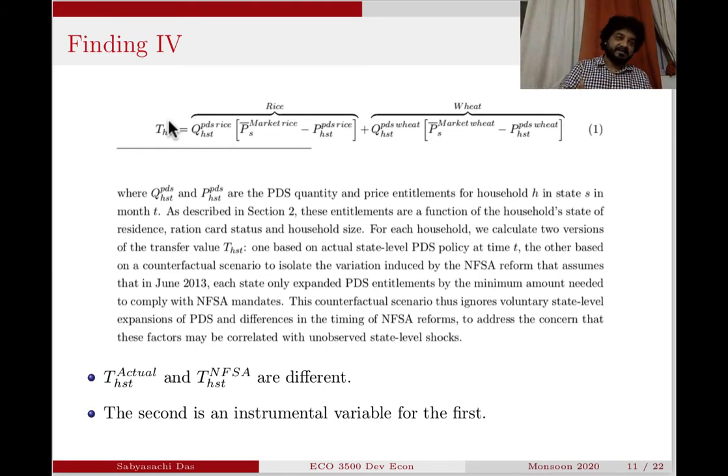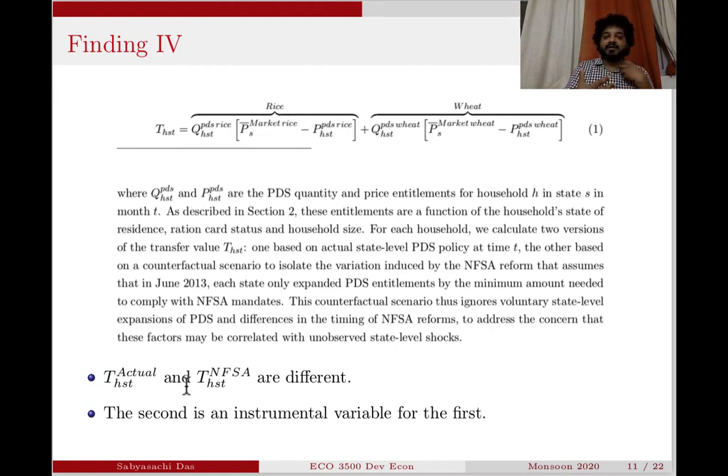So they reduced the price even further, or they increased the amount beyond what was stipulated, right? Now, the actual change in the transfer of the subsidy is different from what the change would be if every state followed the NFSA guidelines perfectly, right? And now the problem is, even if there was an NFSA that came in 2013, their argument is that the change in the actual transfer can still be endogenous.